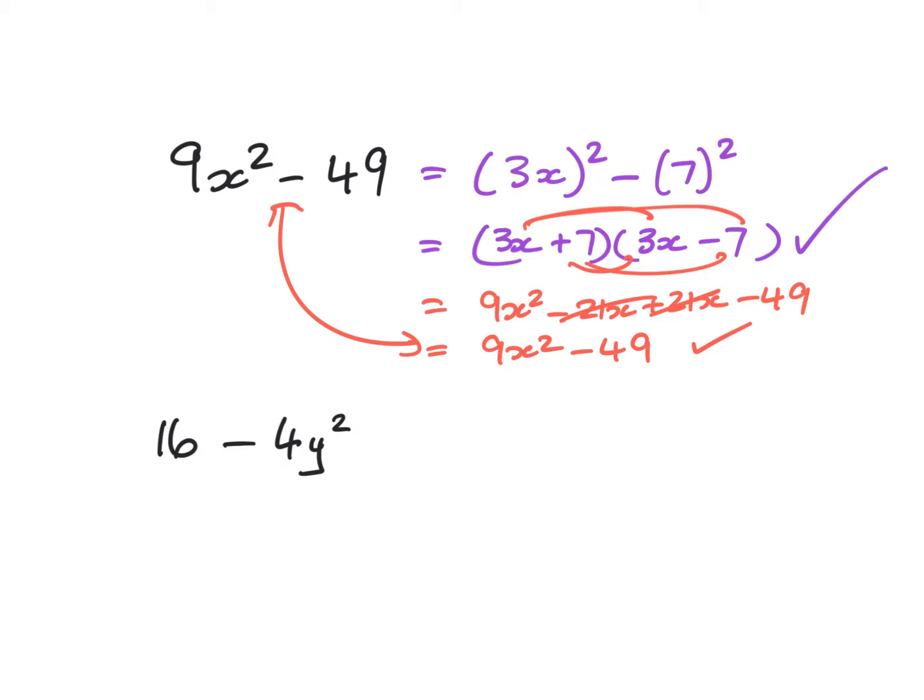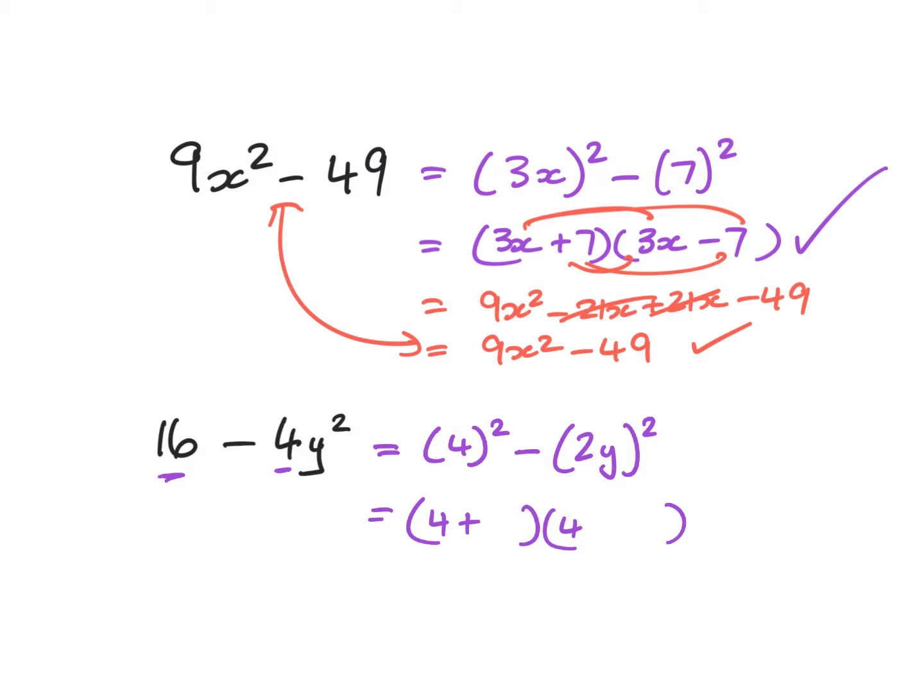Alright, how'd you go on this one over here? Well, once again, rewriting it, I would have (4) squared, because I know 4 fours are 16, so that will give me that value there, minus, and I know that 4y squared can be written as (2y) squared. Alright, so one bracket, second bracket, I have a 4 over here, 4 over here, I have a plus and a minus, and I have a 2y there and a 2y there. And I factorized that correctly.